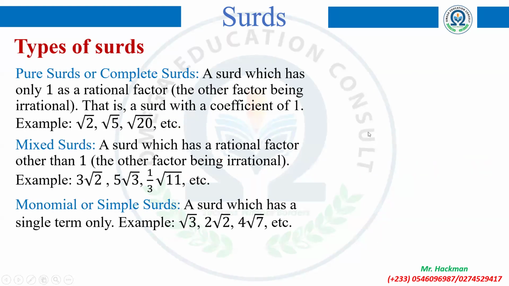Okay, quickly, let me move on to the types of sets. For some of them, I will be very brief. So pure sets or complete sets: a set which has only one as a rational factor, the other factor being irrational. That is a set with a coefficient of 1. So if I have, let's say, A. Assuming I have A, how many factors do you see in this expression A?